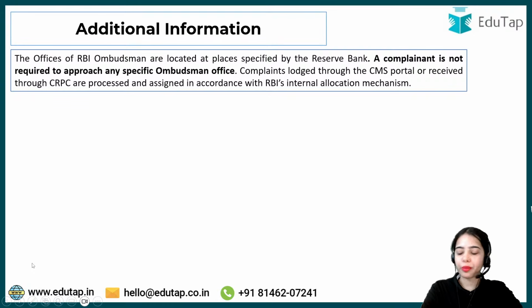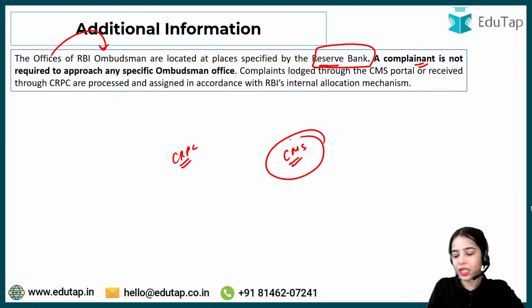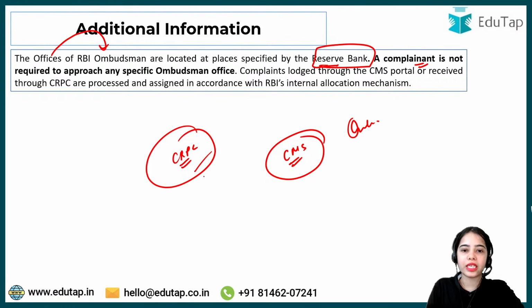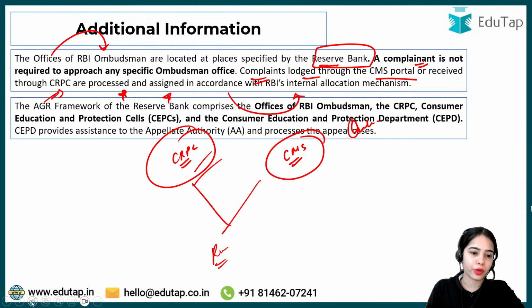Now, additional information, now coming to the appeals and such. The offices of the RBI Ombudsman are located at places specified by the Reserve Bank. A complainant is not required to approach any specific ombudsman office. Like I've told you, the ombudsman office will not take your complaints directly. It is the CRPC and the CMS that will take your complaints, in the online manner or by email or in physical manner. Then the complaints will be shared with the RBI Ombudsman randomly. So complaints lodged through the CMS portal or received through the CRPC are processed and then assigned in accordance with the RBI's internal allocation mechanism, so that there is no problem later on.